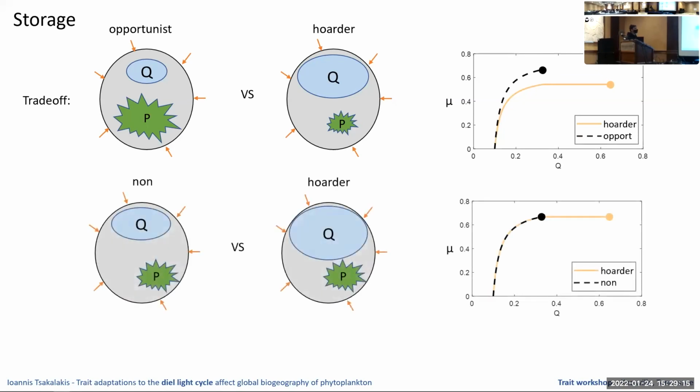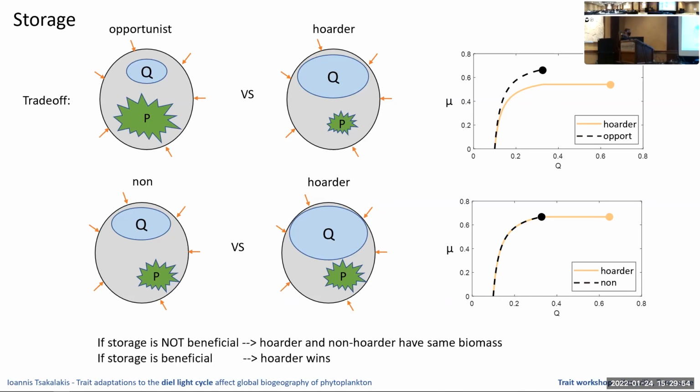However, today I'm going to go even simpler, because it is complicated enough to understand the effect of storage. So I go a step simpler here, and I have a non-hoarder compared to a hoarder. These guys have the same uptake and growth rate, but this one just has higher quota capacity. This is helpful from a modeling point of view, because if I understand this, then I can safely go to a realistic trade-off and hopefully back to the Darwin simulation at some point.